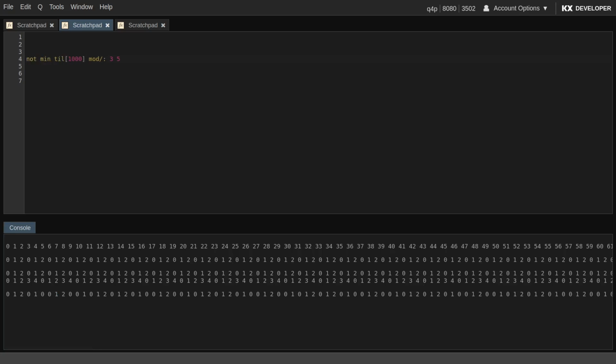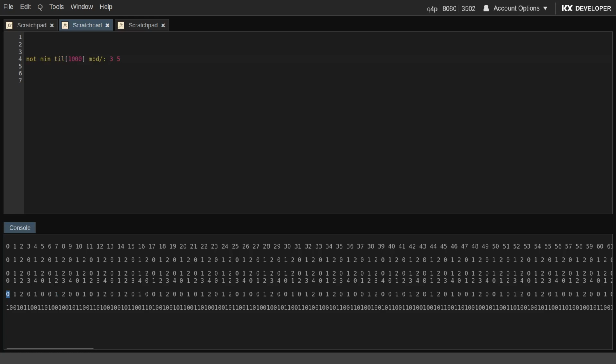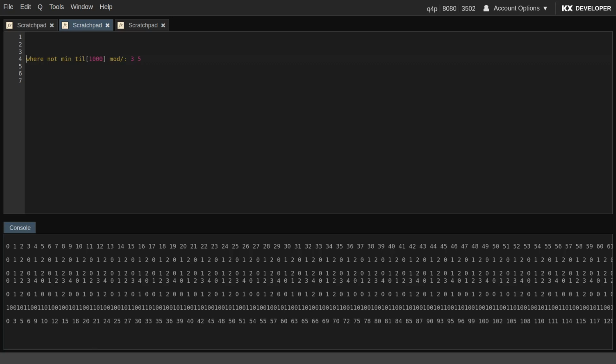So we can use the not keyword to flip the result and return us a true value wherever there is a 0 and a false value where there is a non-zero term, which then allows us to use the where keyword, which returns us the indices of all the true values, i.e. all the values that are multiples of 3, 5, or both. And all that remains then is to sum the result. And that is the answer.